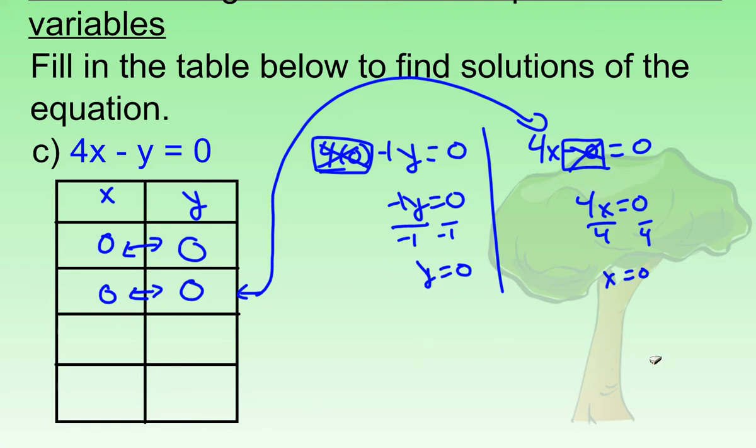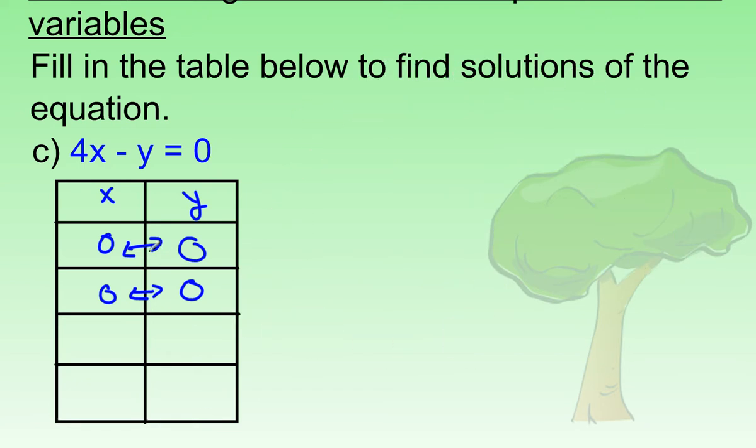Okay, so that really didn't do a whole lot for us. We have the origin. So let's get some more points here. So we'll make up some numbers. How about, I'm going to pick a positive x and a negative y, just because. So let's say 3 for x and, how about negative 3 for y?